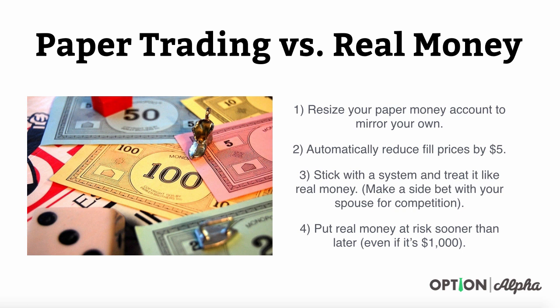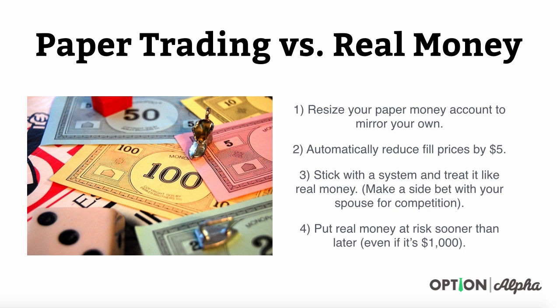Number 1, resize your paper money account down to mirror your own account. I think it's insane that when you open up a paper money account you start trading with $100,000 or $200,000, because you can set whatever price you want. What you ideally should do is resize that paper trading account down to what you're actually going to trade, or even less. And then if you can make money with less money paper trading than you actually have in your real account, then you're probably ready to make that jump over.